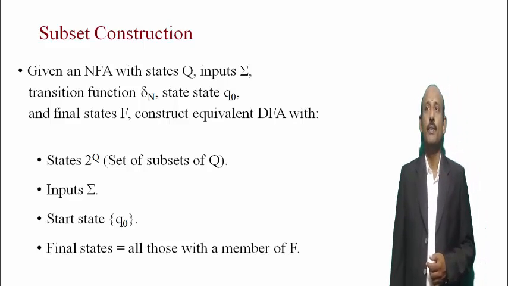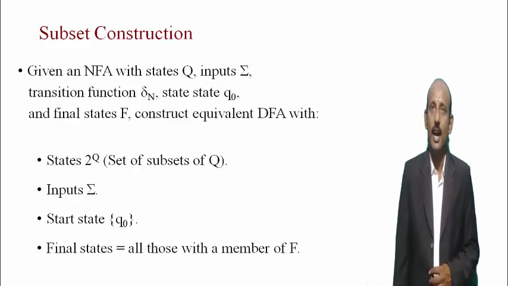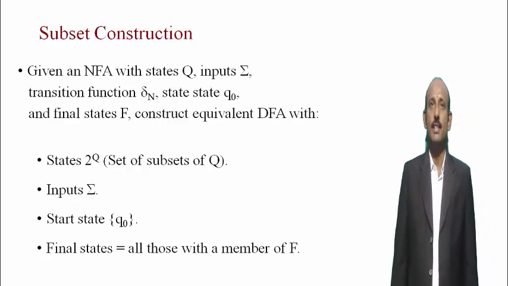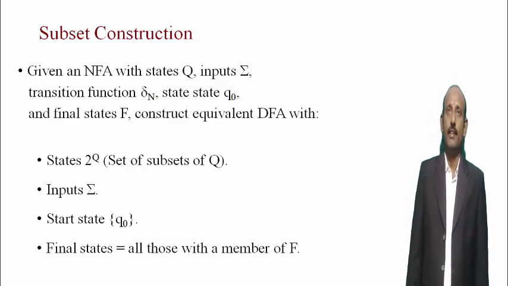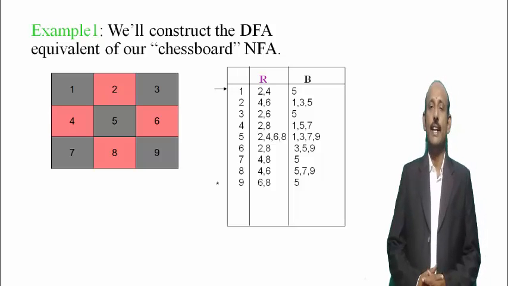We have 2 power Q states, the starting state as usual is Q naught, and the final states are those that are members of F. The final state is also a member of F. So let's see this example. We will construct the deterministic finite automata equivalent to our chessboard.